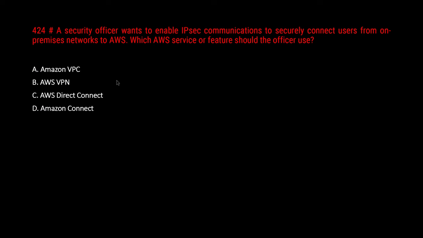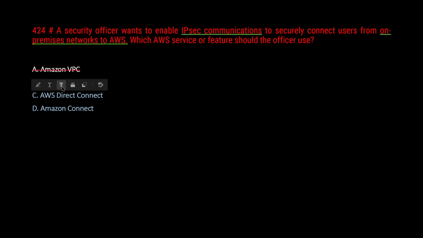A security officer wants to enable IPsec communications to securely connect users from an on-premises network to AWS. Instead of directly asking on-premise to AWS, they are just showing you a longer route. Which AWS service? We just spoke about this, but they are asking you about IPsec communications. Okay, that is a key point here, because even AWS Direct Connect lets you have the connection from on-premise to AWS, but they are talking about IPsec communication. So you need to be careful. That is possible through VPN using IPsec. They are not talking about a dedicated connection, so you can cross out Direct Connect.